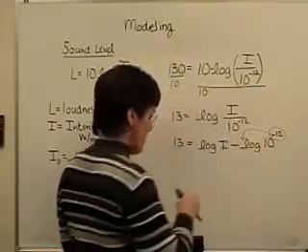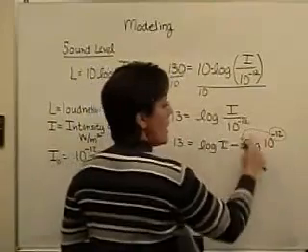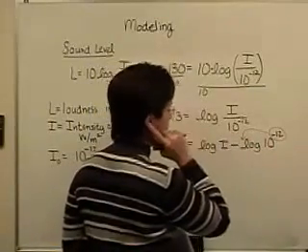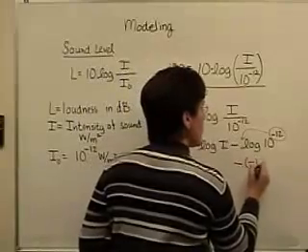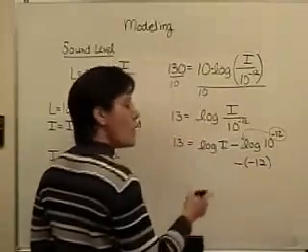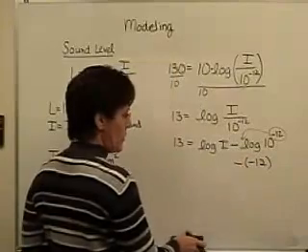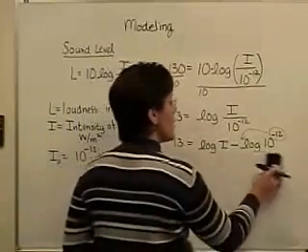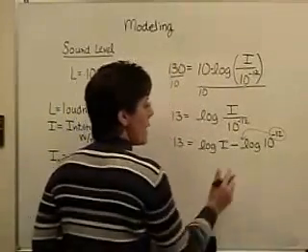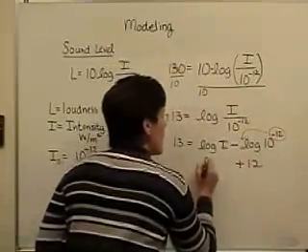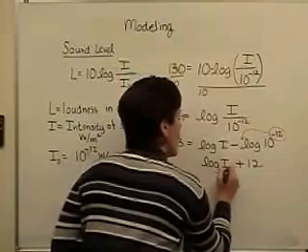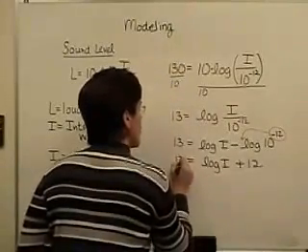I'm going to bring that down in front, and what I'll have is a negative 12 times the log of 10, where the base is 10. Well, that's just a negative 12. So I'll be subtracting a negative 12 right there, or adding 12, if you don't mind my saying so. And to save some space, I'm going to put down that subtracting a negative 12 would be that I would add a positive 12. And now I have the log of I plus 12 equals 13.